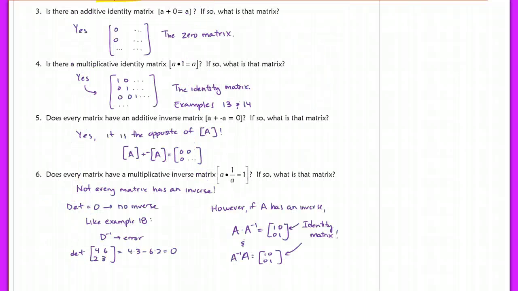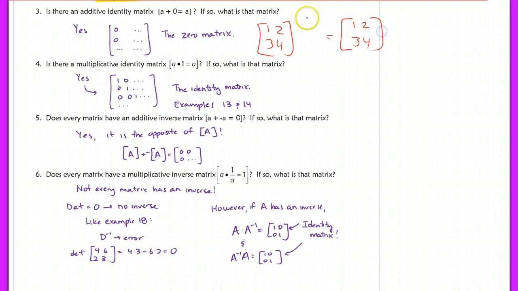Okay, so this next question I think is kind of confusing and written in a way that doesn't make it very clear what it's asking, but is there an additive identity matrix? So if you had a matrix, let's say that matrix was 1, 2, 3, 4, what can you add to this in order to get the same matrix? Well, that matrix has to be full of all zeros and has to be the exact same size dimension. We call that the zero matrix. So there is a matrix and we call it the zero matrix.